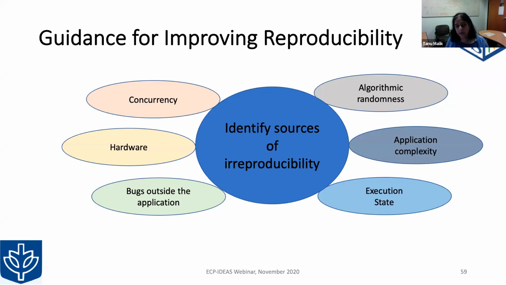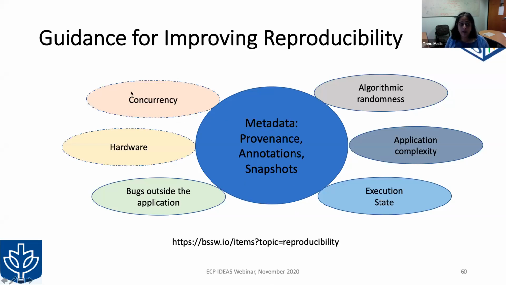So what can we do over here? Well, as we're seeing, concurrency and hardware are still harder things. There are definitely a lot of ideas within deterministic replay and record and replay in these areas, but there aren't tools which give you reproducibility easily. With Sciunit, we are seeing that there are things that can be done with respect to algorithmic randomness.